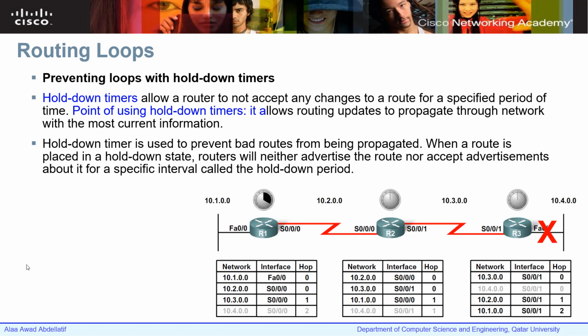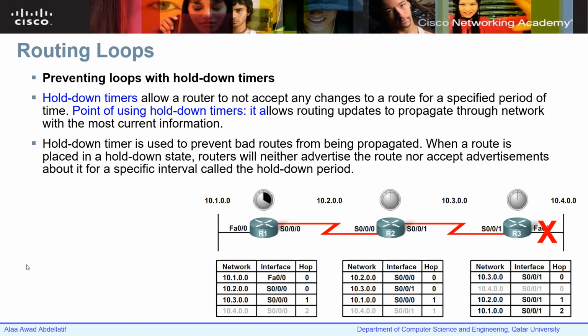The hold down timer is used to prevent unreachable or bad routes from being propagated. So when a route is placed in the hold down state, the router neither advertises nor accepts any new information about it. It's unreachable. I will not remove it, because if I remove it and receive new information from R2, I will add it again. This will cause a problem.